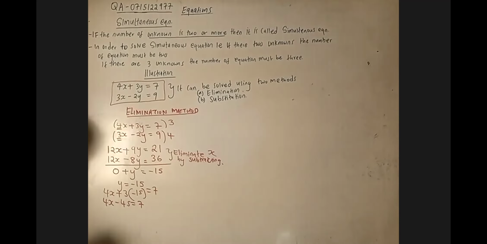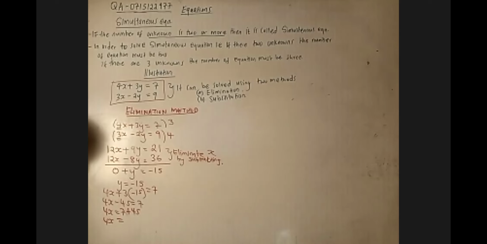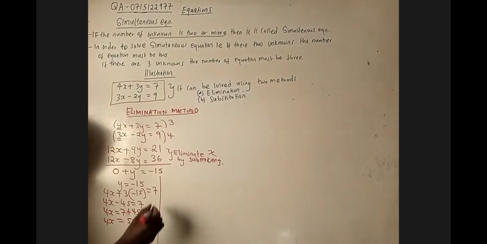Ndio. Itakuwa ni 3 times 15, which is minus 45. So 4x will be equal to 7 plus 45. So 4x itakuwa ni ngapi? Itakuwa ni 45 plus 7. So 45 plus 7. What will be the value of x?